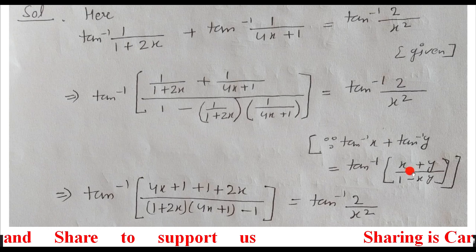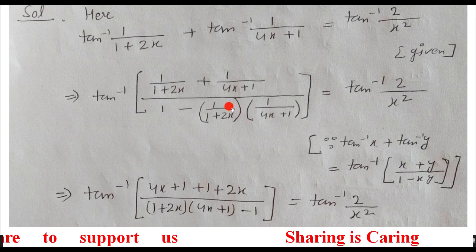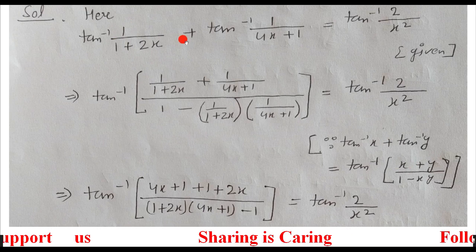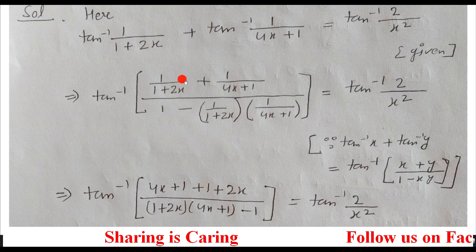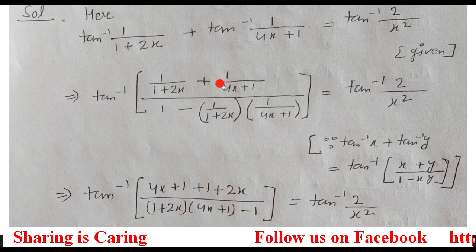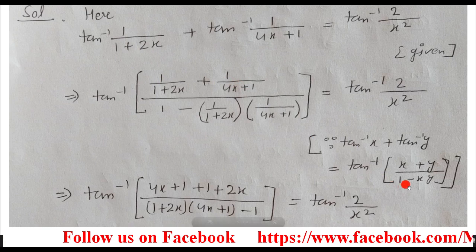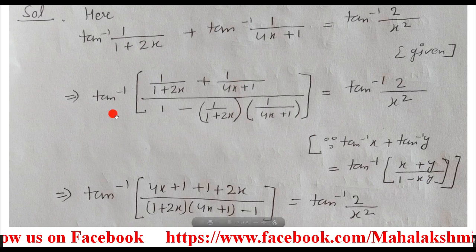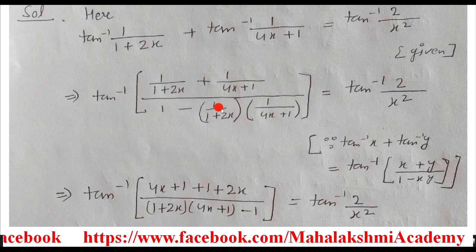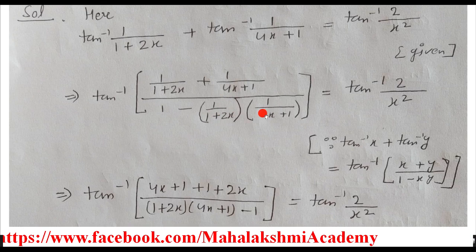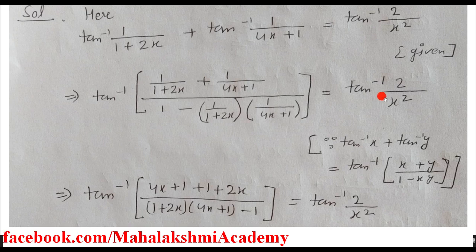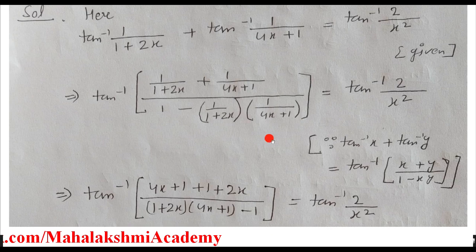So just see students, here we have x plus y. So this complete is our x and this complete is our y. So I wrote x plus y, that is, we added both these fractions, and down here we have 1 minus xy. So I wrote here 1 minus the first fraction times the second fraction, and the right hand side I kept as it is. Now after this we'll solve this.